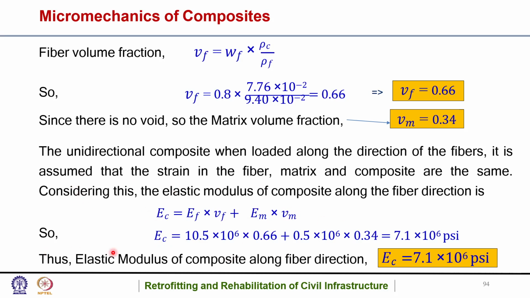So EC becomes 10.5 into 10 to the power 6 into 0.66 plus 0.5 into 10 to the power 6 into 0.34, which becomes equal to 7.1 into 10 to the power 6 pounds per square inch. Thus, the elastic modulus of the composite along the fiber direction, EC, equals 7.1 into 10 to the power 6 psi.